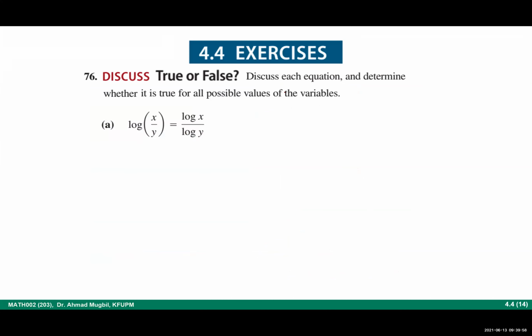Yes, I think it's false. Why? It's logarithm x negative logarithm y. Do you mean the left-hand side or the right-hand side? Yes, the left-hand side equals what? Logarithm x negative logarithm y. It is log x minus log y. You're right. So it is not log x over y.